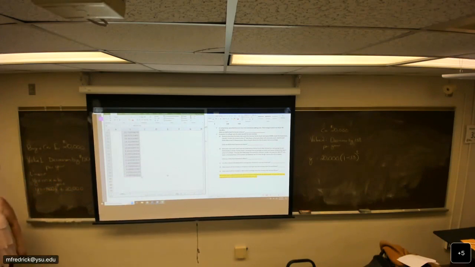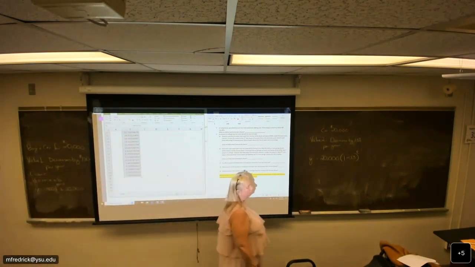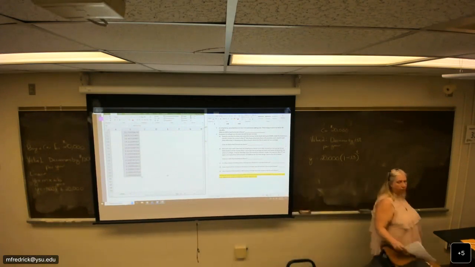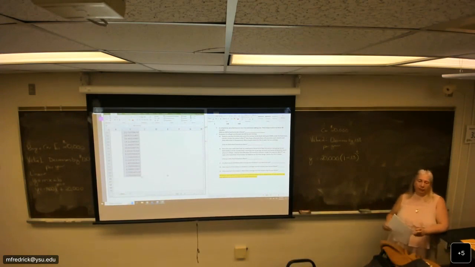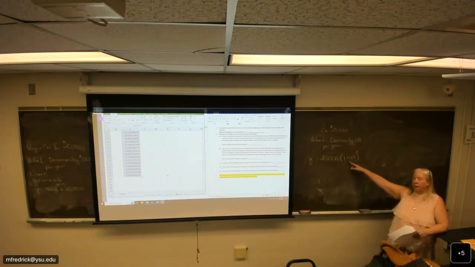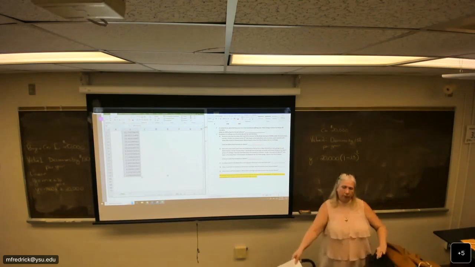Any questions on that? So decreasing doesn't mean linear or exponential. It only means it's a negative. So subtract. Any questions? And it doesn't mean that it's linear or exponential. It only means that you're going to use a negative sign with it. Any questions on that?